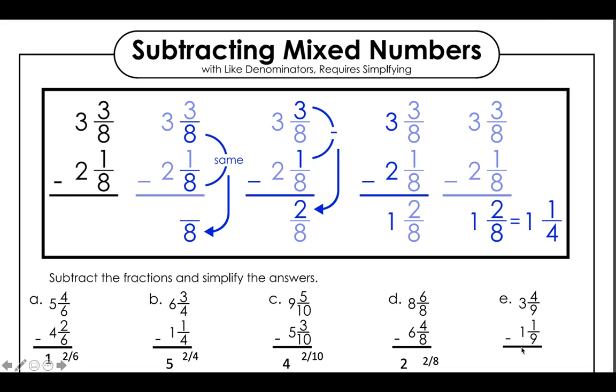3 4/9 minus 1 1/9. 9 is my common denominator. 4 minus 1 gives me 3/9, and then 3 minus 1 gives me 2.